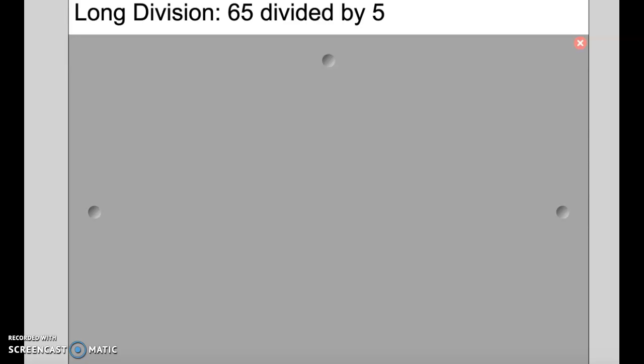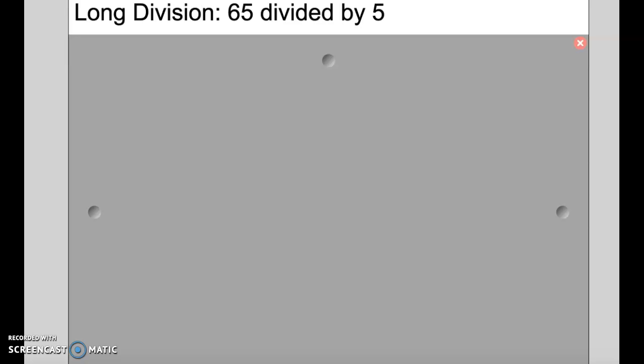Hi guys, so this is a lesson on how to divide polynomials, and this is still in chapter 3. This is section 3.4, and it's called dividing polynomials. There's two methods of division that we're going to learn, and today we're going to start with long division.